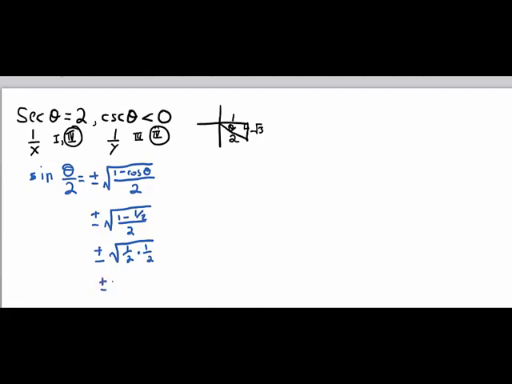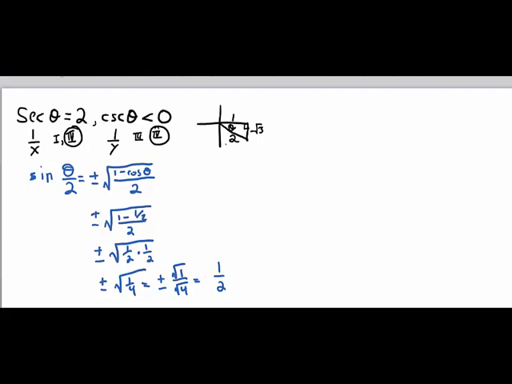So now what we have is plus or minus the square root of 1/4, which is the same thing as plus or minus the square root of 1 over the square root of 4. Now we can simplify that even further by saying that the square root of 1 is 1 and the square root of 4 is 2. Now the question is whether this is a plus or a minus.